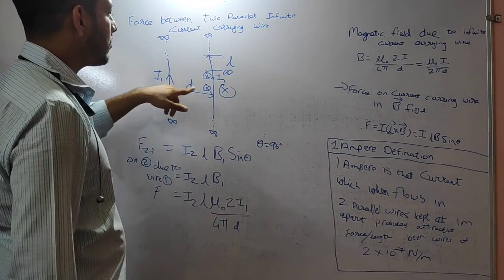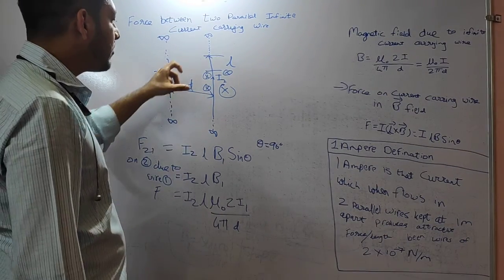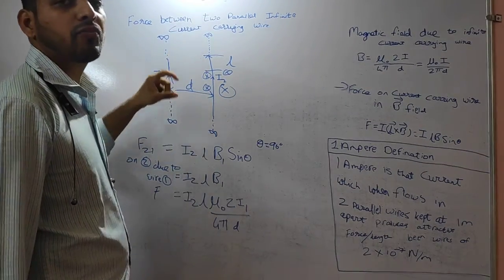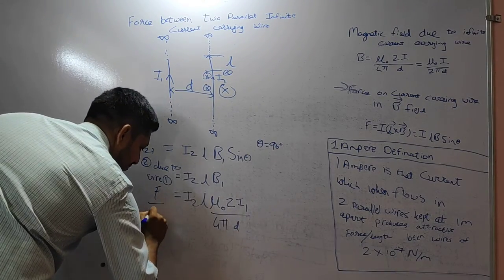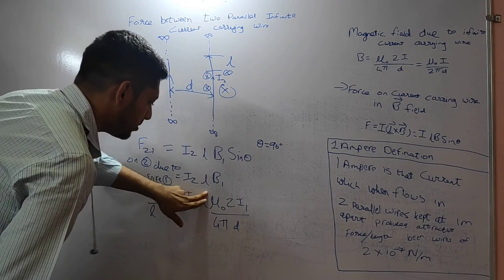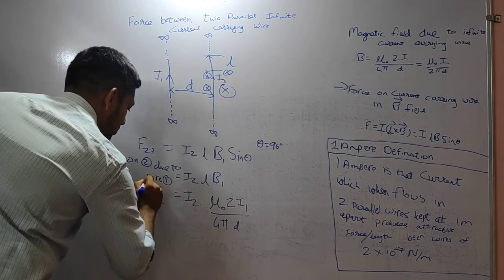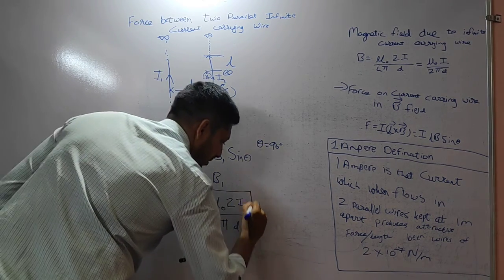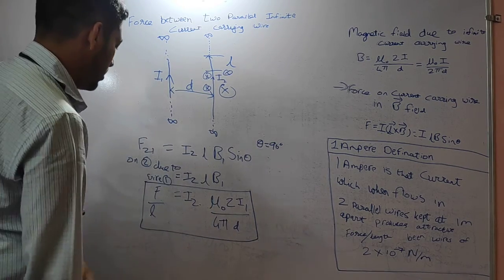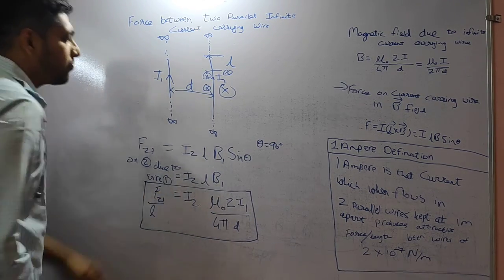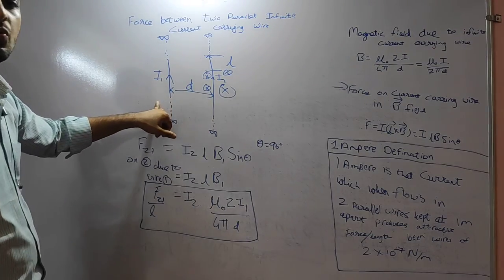Suppose we can't find the force on the whole wire, so what we'll do is find the force per unit length. Instead of this I can write F by L, as this L comes to this side, so this becomes the force per unit length. I'll write F21 because it is the force on wire 2 due to wire 1.